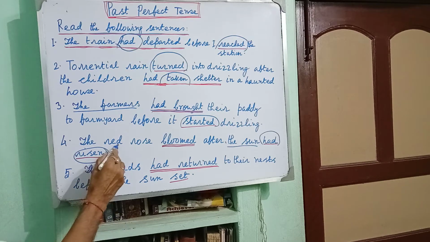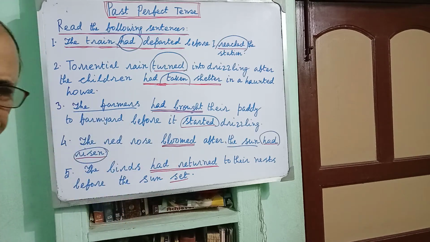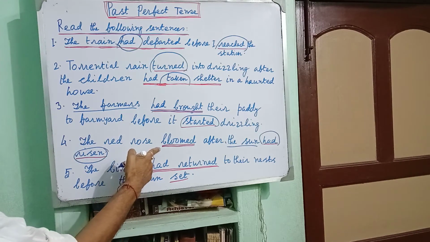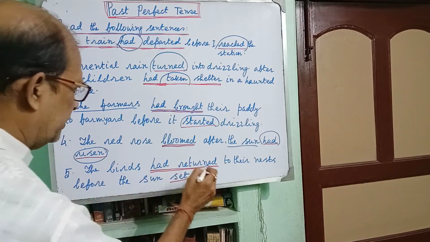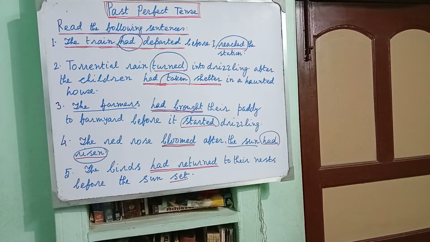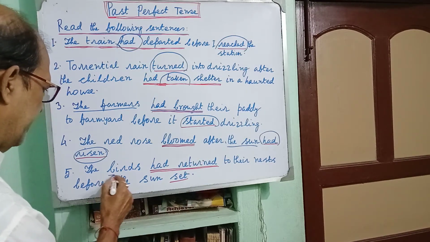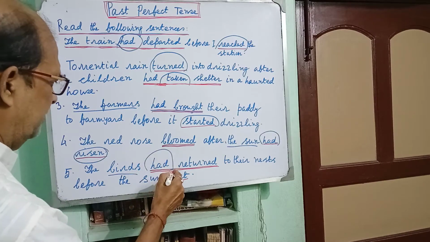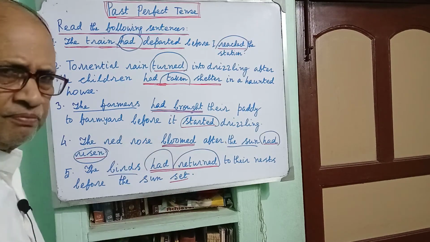And this is the second action. The red rose bloomed. Okay? It is the simple past tense. Clear? Now come to the fifth sentence. The birds had returned to their nests before the sun set. Here are also two actions that occurred in the past. The first action is the birds had returned to their nests. So birds is the subject, had the auxiliary verb, and returned is the principal verb. It is the past participle form.